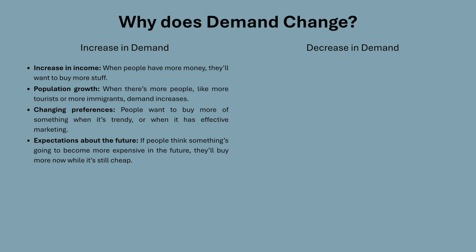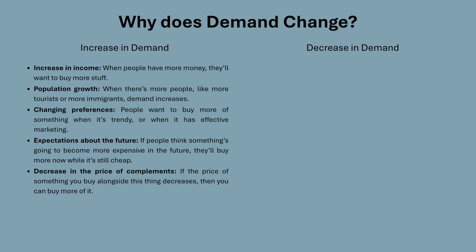Another situation is a decrease in the price of complements. Complements are things that you typically buy together, like movie tickets and popcorn. If the price of one of these things decreases, then you'd buy more of it, and so you'd also buy more of the other thing. Say the price of movie tickets becomes cheaper. You'd go to the movies more often, and so you'd buy more popcorn. So the demand for popcorn would increase.